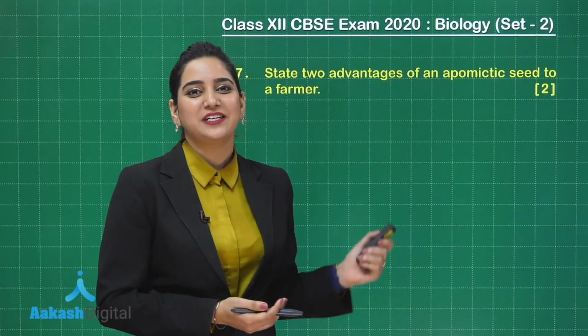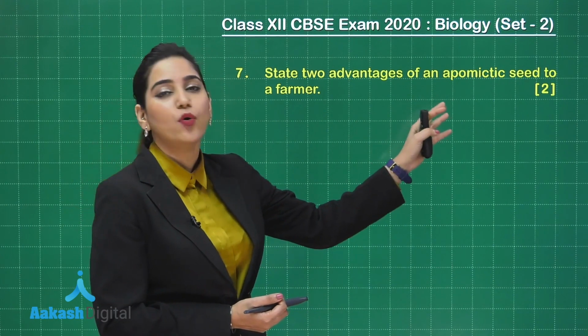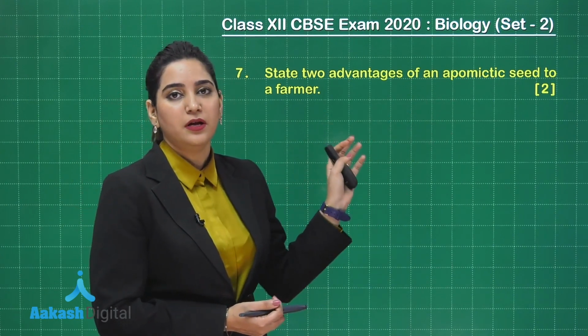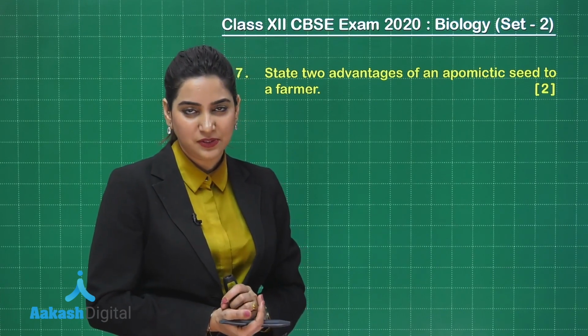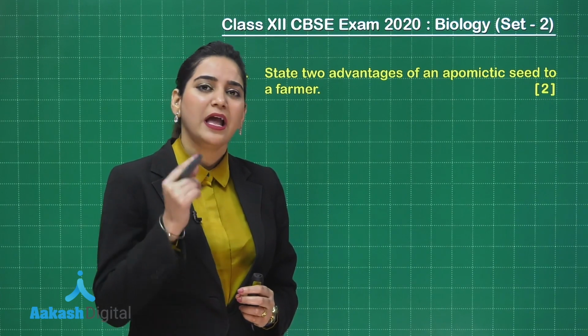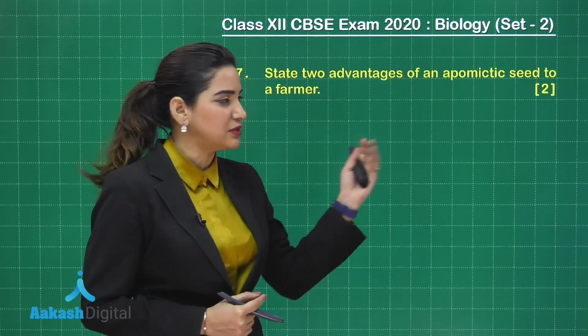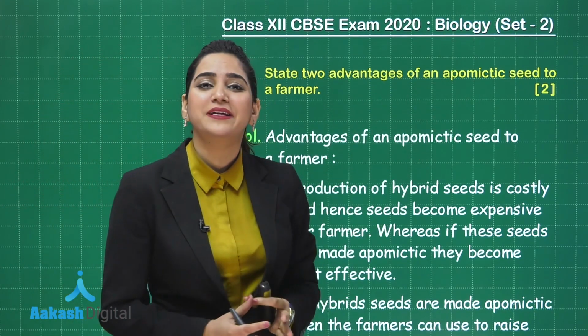Now let us take up question number 7, which says, state 2 advantages of an apomictic seed to a farmer. Now this question has come from the chapter Sexual Reproduction in Flowering Plants and it has a weightage of 2 marks. आप 2 advantages लिखेंगे, एक advantage का 1 mark है and in totality you'll get 2 out of 2. So first of all we should know what is an apomictic seed.